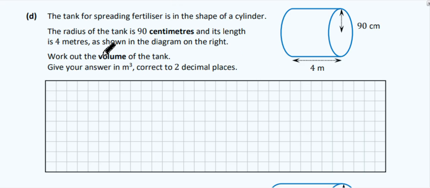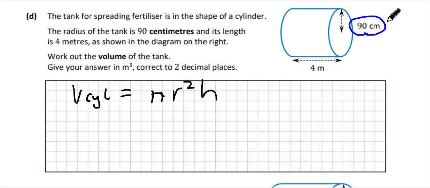Look at the answer. Obviously it wants me to work out the volume of a cylinder, doesn't it? Everybody happy with the volume of a cylinder? Get marks on the board. Please write down the volume of a cylinder formula. Pi r squared h. Now there is one problem. I'm not happy about this 90 centimeters. Can anybody explain why?